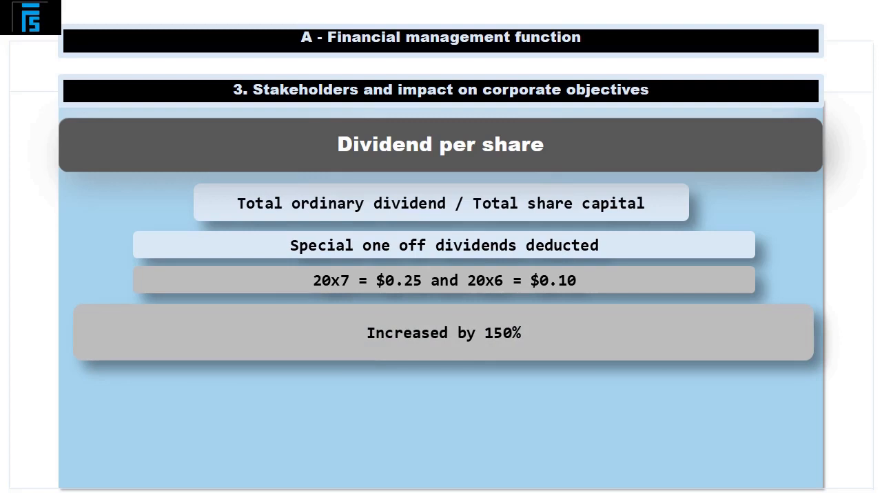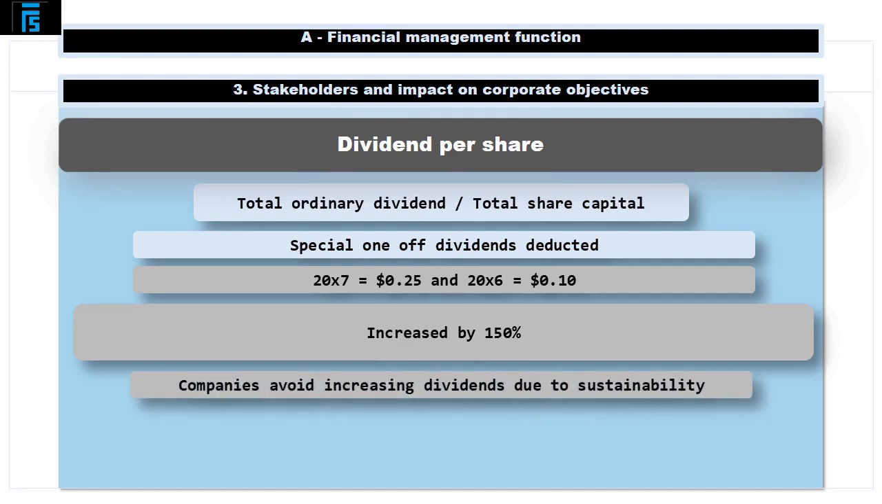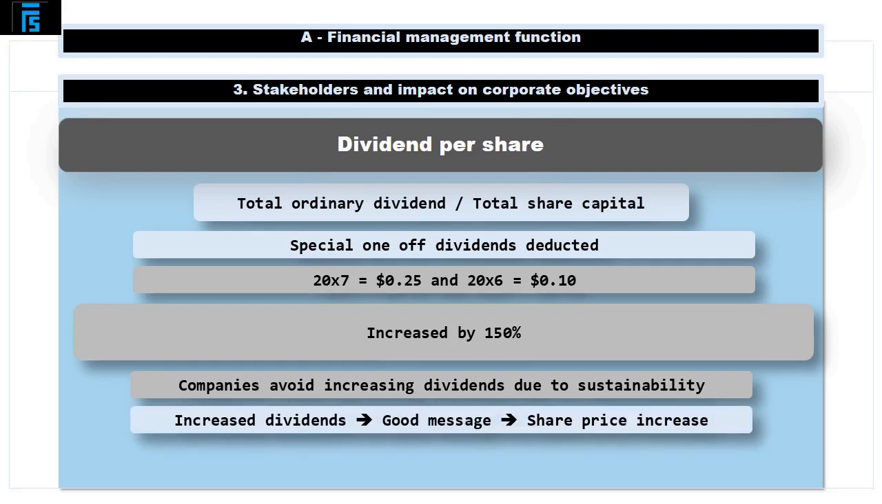Investors want to see a regular dividend, and companies are reluctant to increase dividends, even for a particularly good year, because they may not be able to sustain it during leaner years. Therefore, by increasing a dividend, this sends a good message to shareholders that the company believes that its current profitability and dividend, which is increased, is sustainable. This would cause share prices to increase.